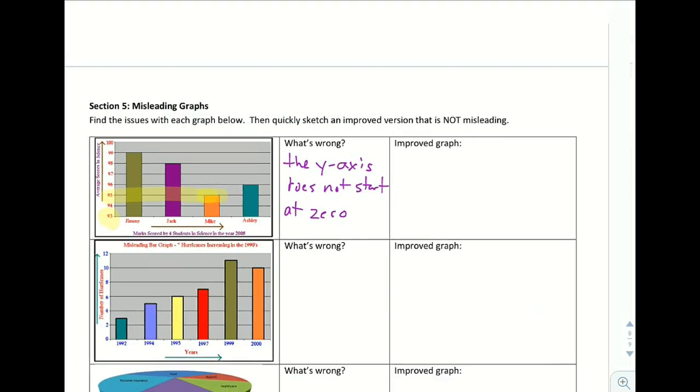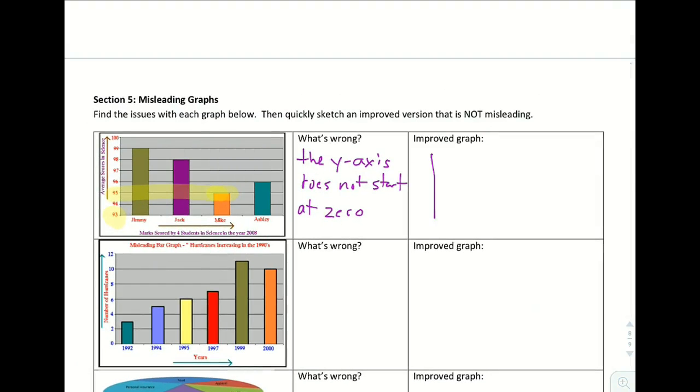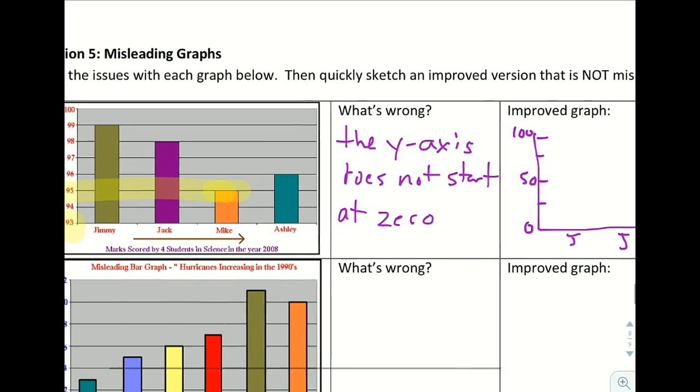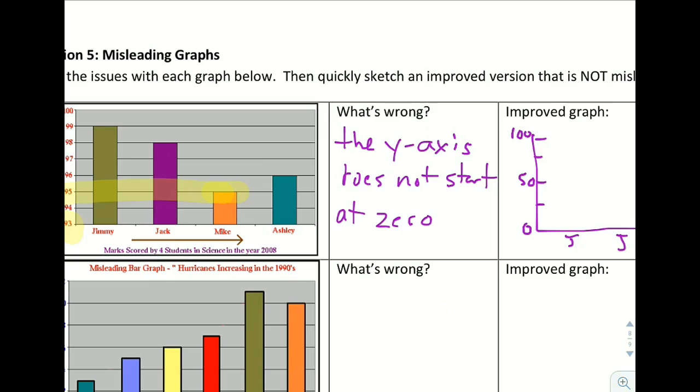And an improved graph would be taking the same graph and just drawing a very quick sketch where we list the 4 students. And when you draw these graphs, the point is not to make them perfect, so you don't need to write out every single name completely, but to show the general idea of what's changing. So on your axis here, if you start at 0 and go to 100, have 50 in the middle, and you draw out these bars, you can see that Jimmy was at 99 and Jack at 98.